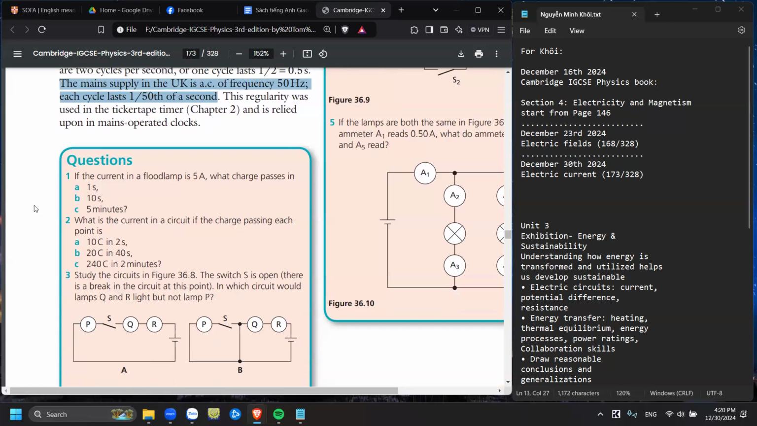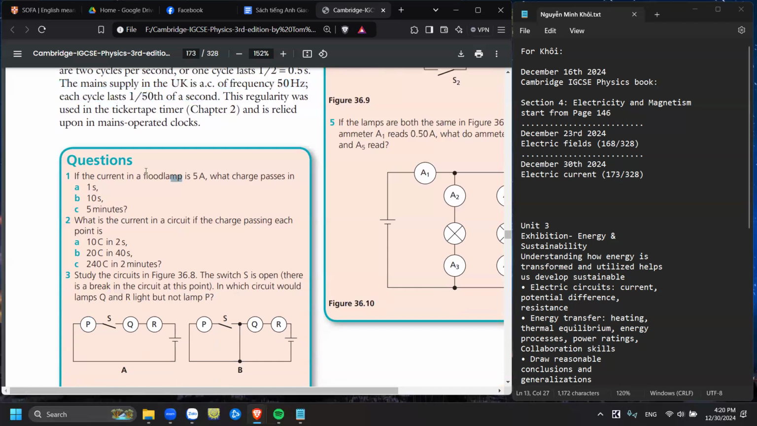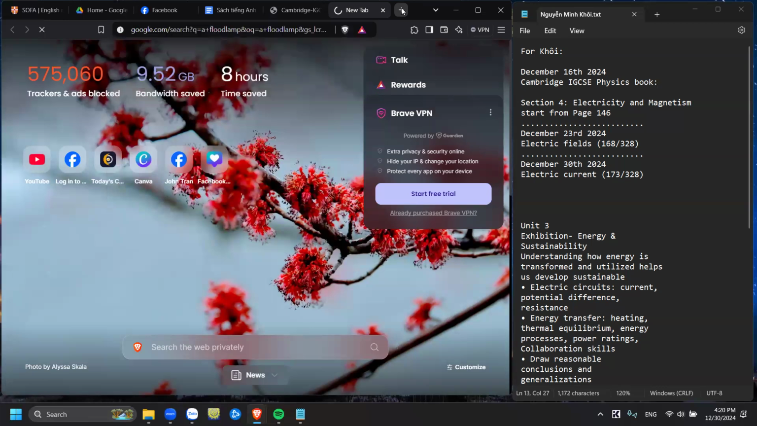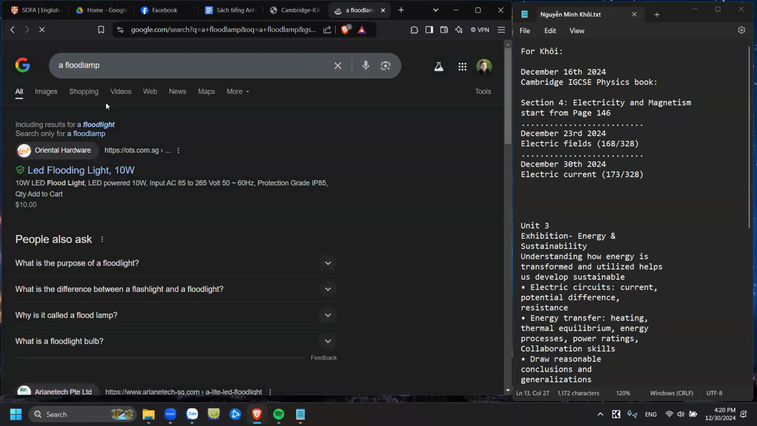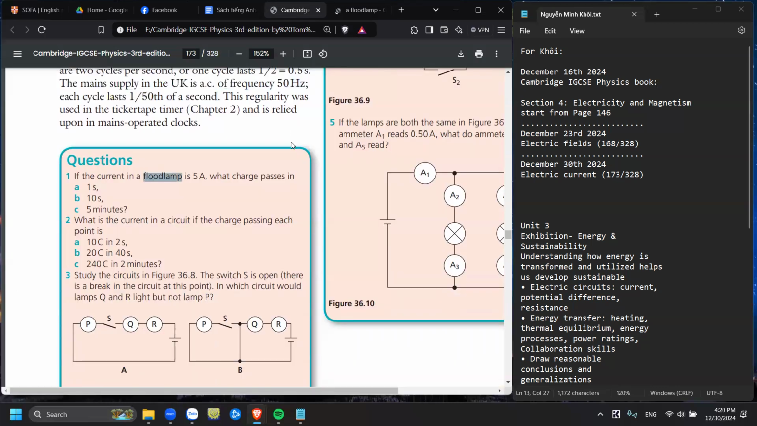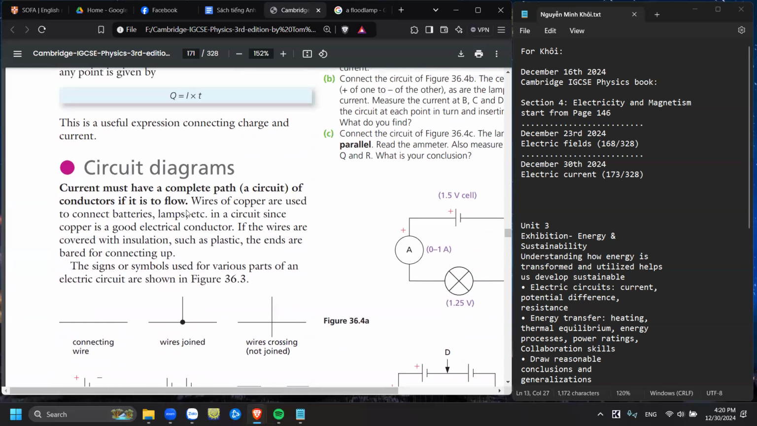Anyway, let's do this question, okay? Now, you have a flood lamp. Ever know what a flood lamp is? This is a flood lamp. It's a kind of lamp, okay? And they say the current is 5 ampere. So what charge passes in 1 second? There is a formula to do this. Do you remember the formula we have here?